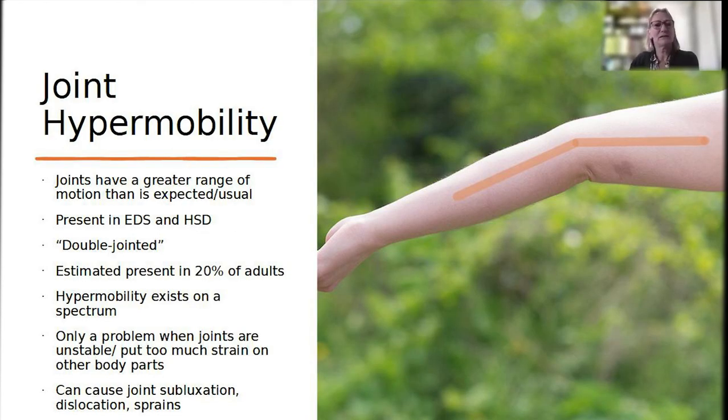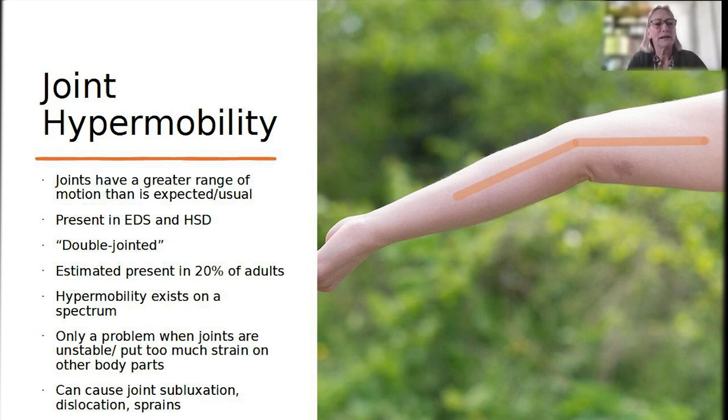Right, so let's just start with a few definitions. So first of all, we're talking about joint hypermobility. And really, hypermobility is just the ability to bend or extend the joints past the normal optimal range. So your joints extend past what would normally be considered normal.